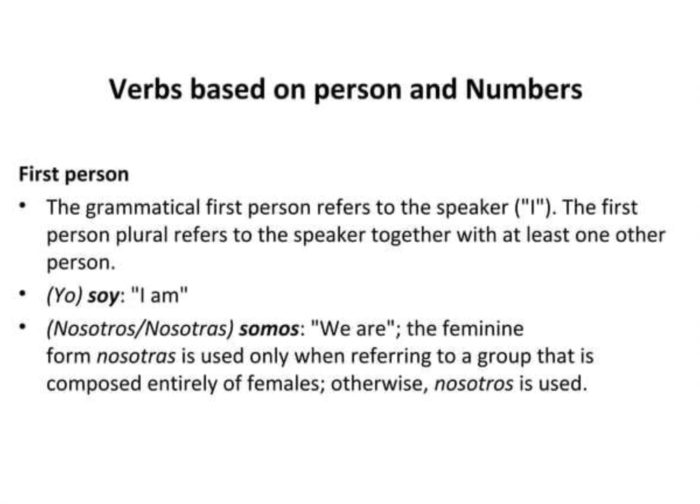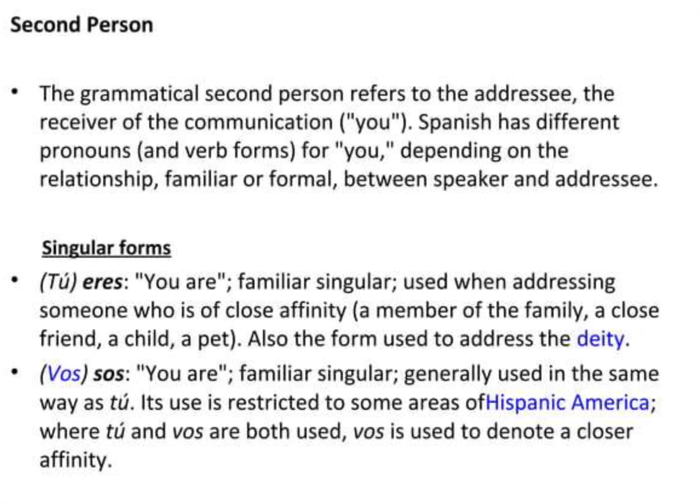So if I wanted to say, let's go, let's including me, I would say, vamos. But if I only wanted to say, I go, that would be yo voy. Yo being I, and vamos, nosotros, vamos. The second person refers to the person who is being addressed, in this case, you.